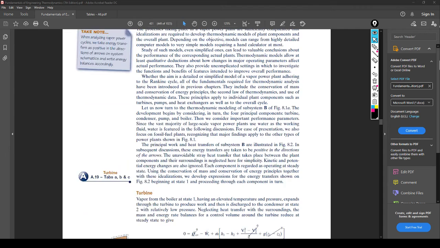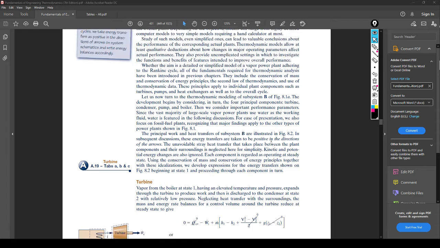So here we go. It says, the principal work and heat transfers of subsystem B are illustrated in figure 8.2, which is down here somewhere. In subsequent discussions, these energy transfers are taken to be positive in the direction of the arrows. The unavoidable stray heat transfer that takes place between plant components and their surroundings is neglected here for simplicity. Kinetic and potential energy changes are also ignored. Each component is regarded as operating at steady state. Using the conservation of mass and conservation of energy principles together with these idealizations, we develop expressions for the energy transfers shown on figure 8.2, beginning at state 1 and then proceeding through each component in turn.